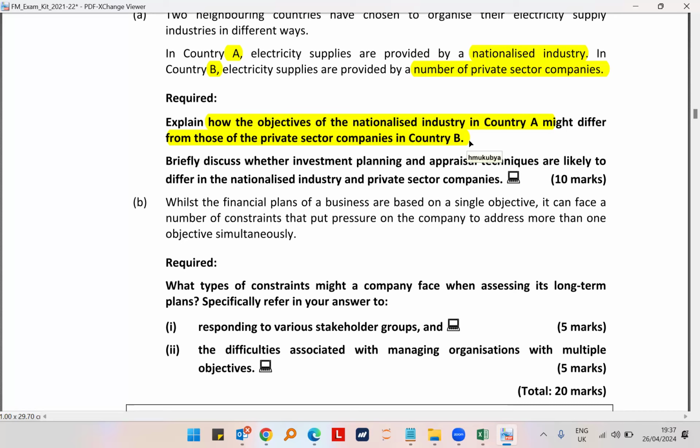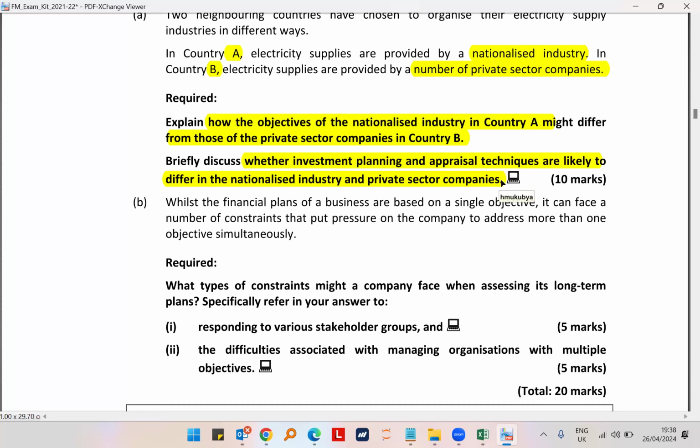So those companies will have different objectives. And here they are saying how they differ. Now, they're saying if we are discussing that, you're supposed to discuss whether investment planning and appraisal techniques are likely to also differ. So we are going to look at the objectives, then also whether investment planning and appraisal techniques are likely to differ in those two entities.